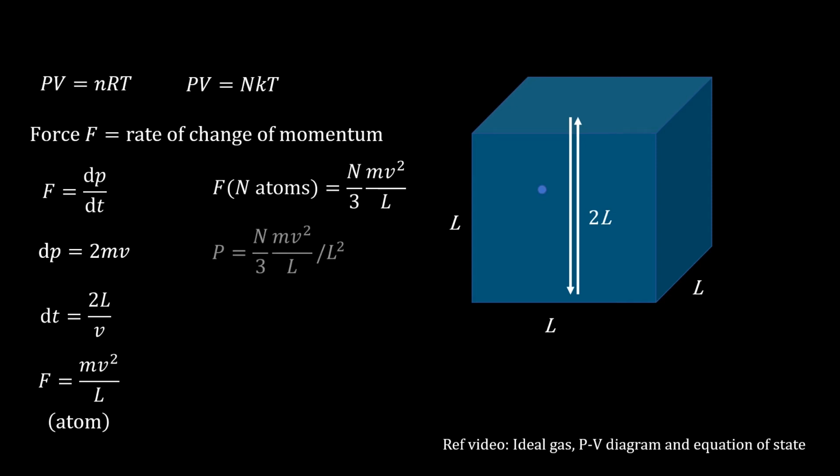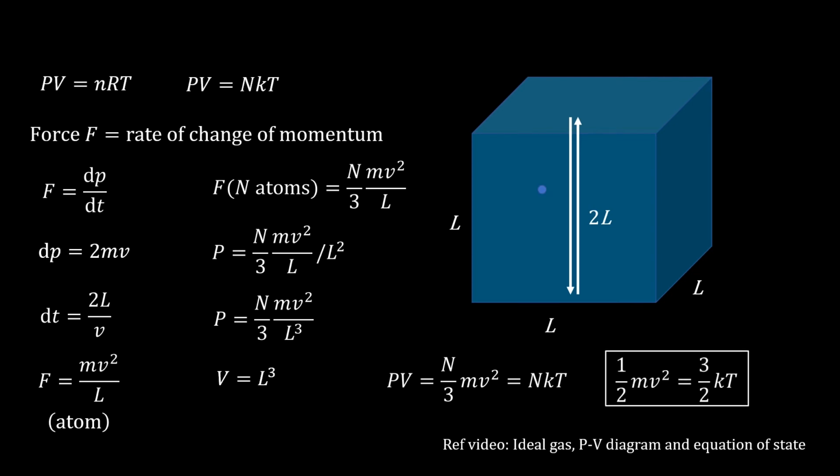Fine. Now let's go back to pressure. Force divided by area, L squared. The volume is L cubed. Therefore, when we multiply P and V, the L cubed vanishes. We get N divided by 3 mv squared. Equate it to nKT, N vanishes. The mv squared is a familiar sounding term, isn't it? Make it half mv squared, the kinetic energy. The right hand side becomes 3 halves of kT.